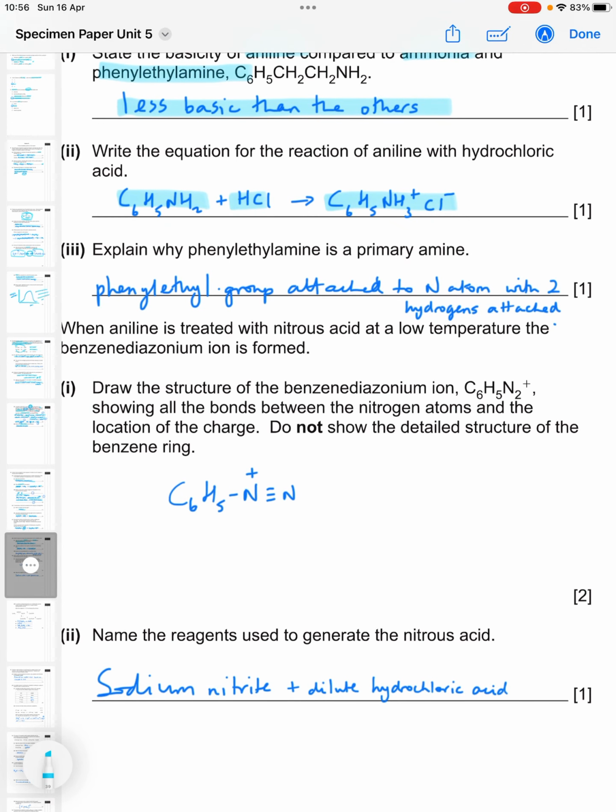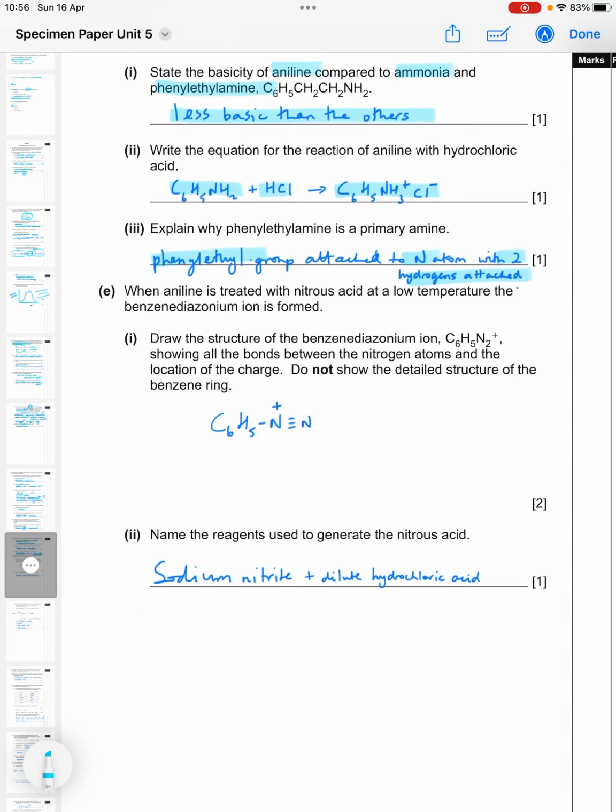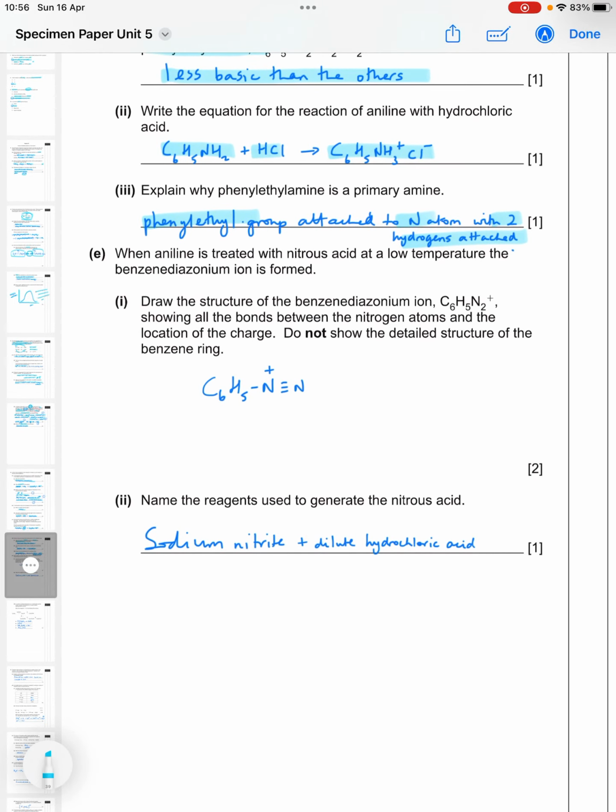Then explain why the phenylethylamine is a primary amine. Well, the phenylethyl group is attached to a nitrogen atom with 2 hydrogens attached to it. The easiest way to do that is just draw the thing out and have a look at it.